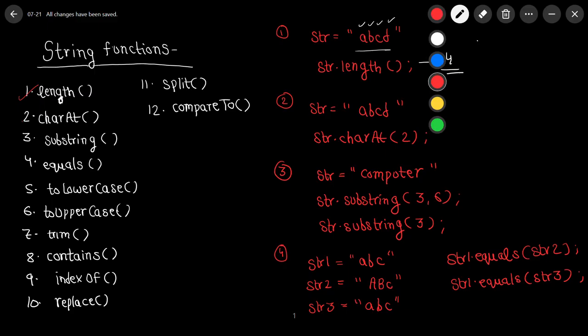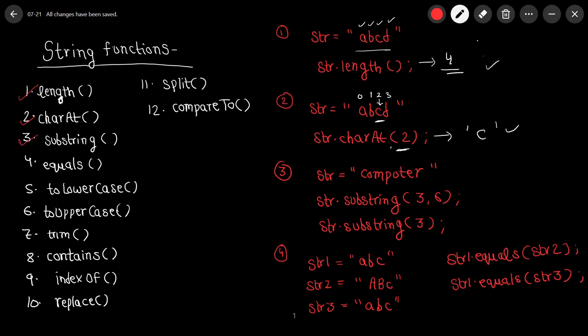So up next, we have the charAt function. The charAt function is used to retrieve a character present at any specific index. So if I do something like str.charAt(2), it gives me the character present at the second index. And as you can see, at the second index we have C. So this gives me C as the output. So this was the charAt function.